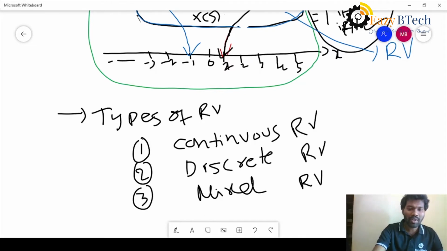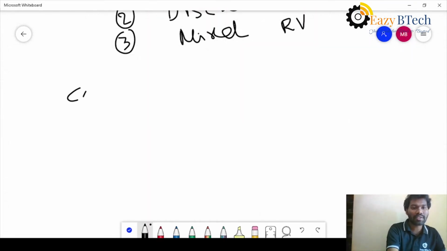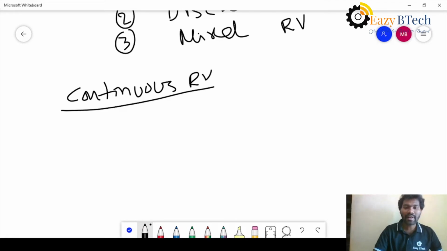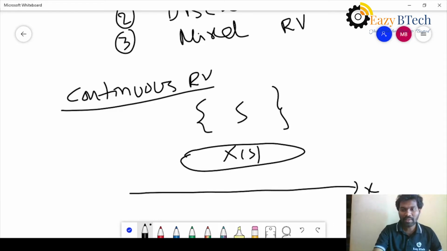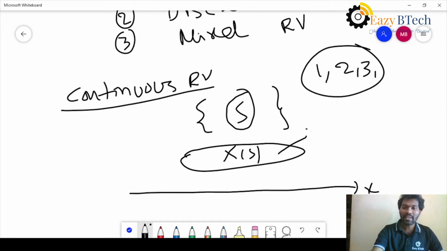Now, how is a continuous random variable defined? For a continuous random variable, there should be one sample space, there should be one function x of s, and there should be one real axis x. So for every random variable, there should be like that. But what is the change you have to see here is for the continuous random variable. If it is a discrete sample space, discrete means you will get 1, 2, 3, something like that. And if you define x of s equal to s, that means on the real axis you will get s, meaning 1, 2, 3.